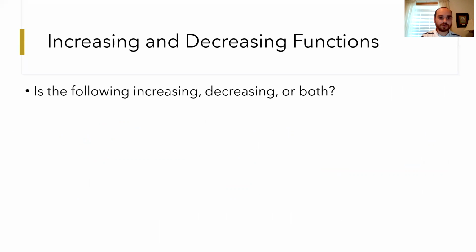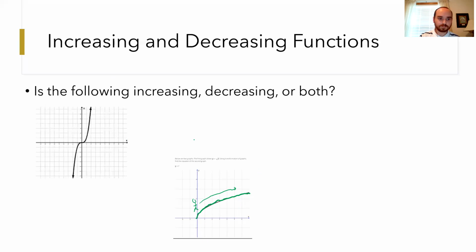So a little practice for you. Is the following increasing, decreasing, or both? So first, let's look at the graph of y equals the square root of x. Now, some people get tricked by this because this slope starts really steep and then it starts to kind of curve down a little bit. But if you draw a person on here and imagine them walking this way, they're never actually walking downhill. They're always walking uphill. So this one is always increasing.